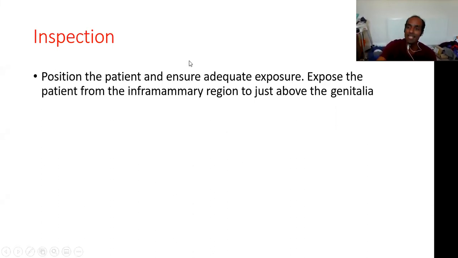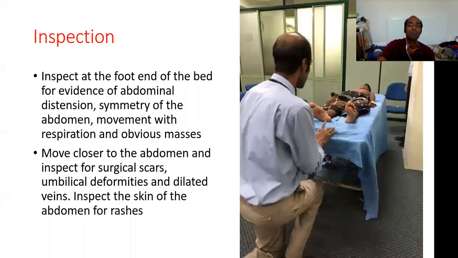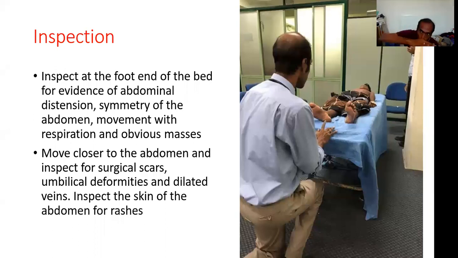So starting off with inspection, adequate exposure needs to be there. Ideally, you should expose the groins as well, but in the wards, sometimes it is difficult if you don't have adequate privacy to do that. Inspection is commenced from the foot end of the bed. Again, go down on your knees, go down to the level of the bed and look at the abdomen. This is important. This is something that we actively look out for when you come for your exams and also in the wards. Okay, so go down to the level of the bed and observe the abdomen for distension, symmetry, and any obvious masses.